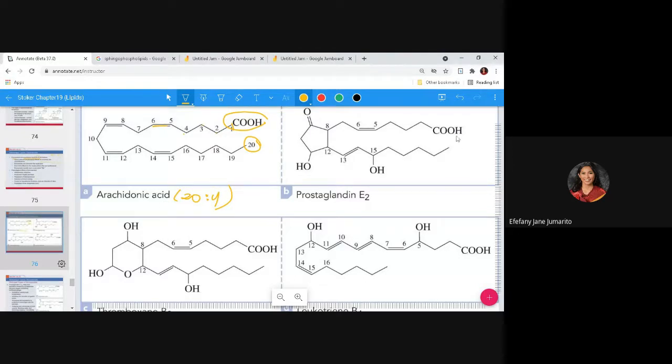Okay, we'll look at prostaglandin E2. So what's the difference? It has a ring. Then it has a double bond O, then it has OH. At carbon 15, instead of a double bond here, it became an OH at carbon 15. That's your prostaglandin.